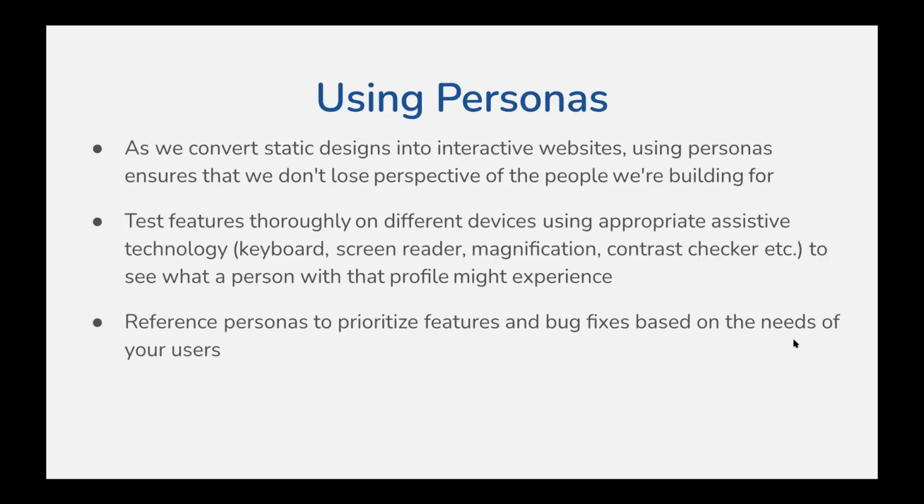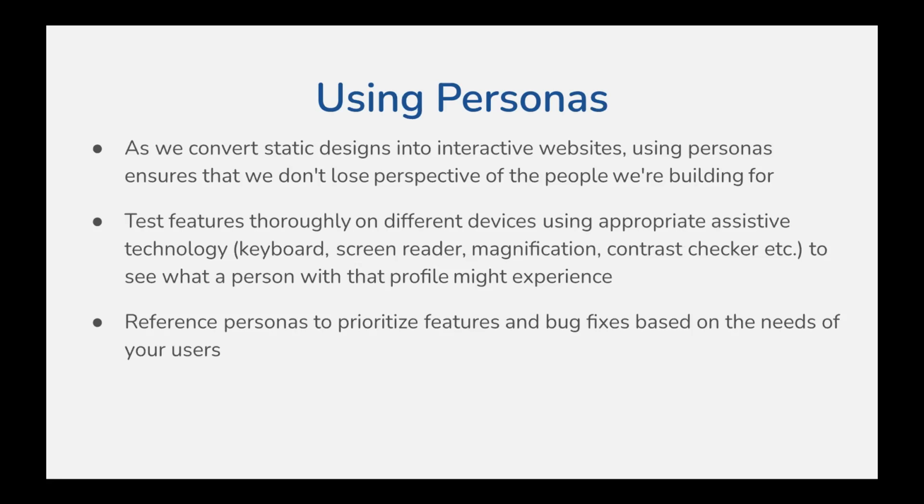So how might you use a persona? As you're taking these beautiful static designs that your designers have developed and converting them into interactive websites, you're going to make sure that you're building it according to the people's needs. So if your user persona has a motor disability, then you're going to make sure that your feature is keyboard accessible. And then you will use that profile to reference through your testing as well.